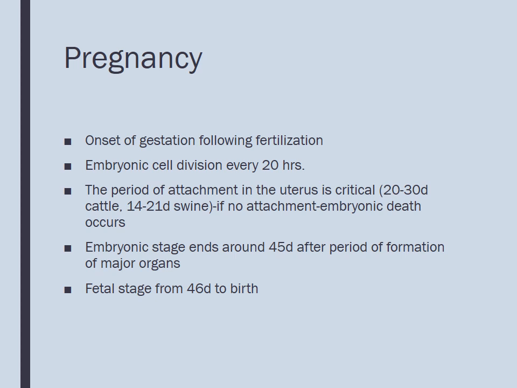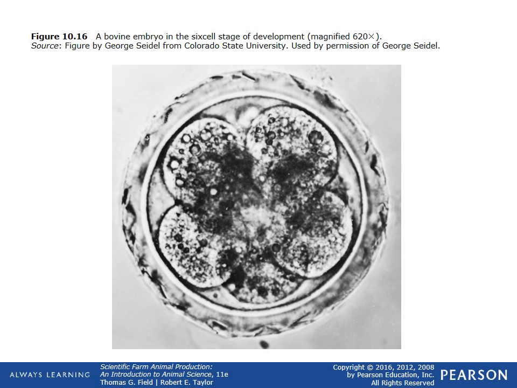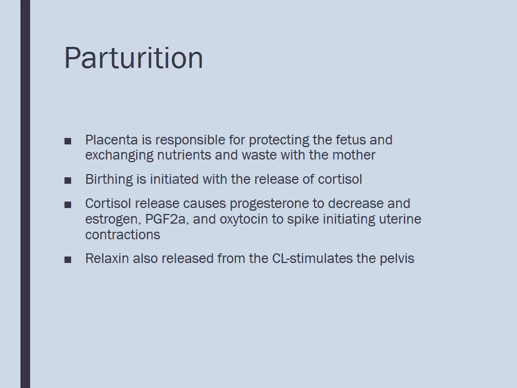Fetal stage then begins at about 46 days all the way through birth. About in the last section. Here's a picture of a developing bovine embryo at the 6-cell stage, magnified actually quite a bit there. You can kind of see what that thing looks like. If you've ever been with a veterinarian that's done embryo transfer, the eggs will look kind of something like this that they look at for health.